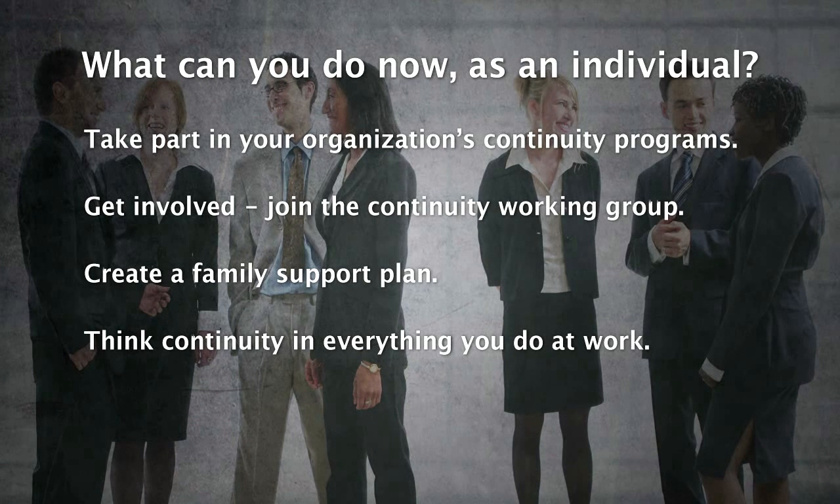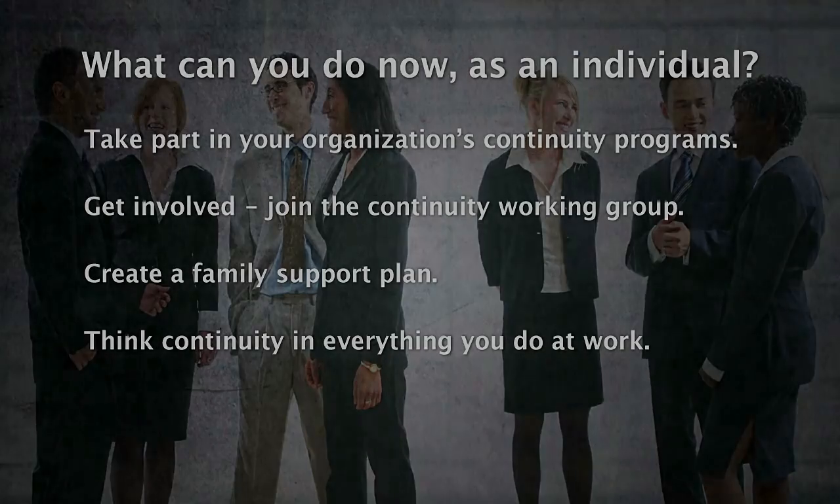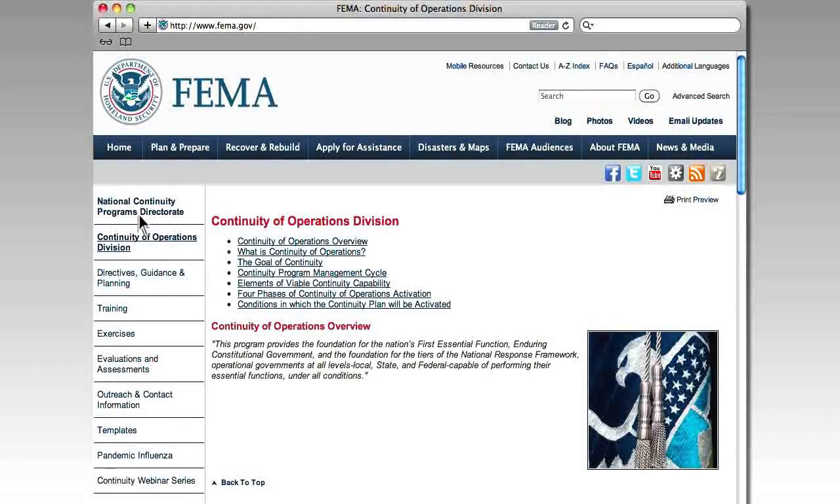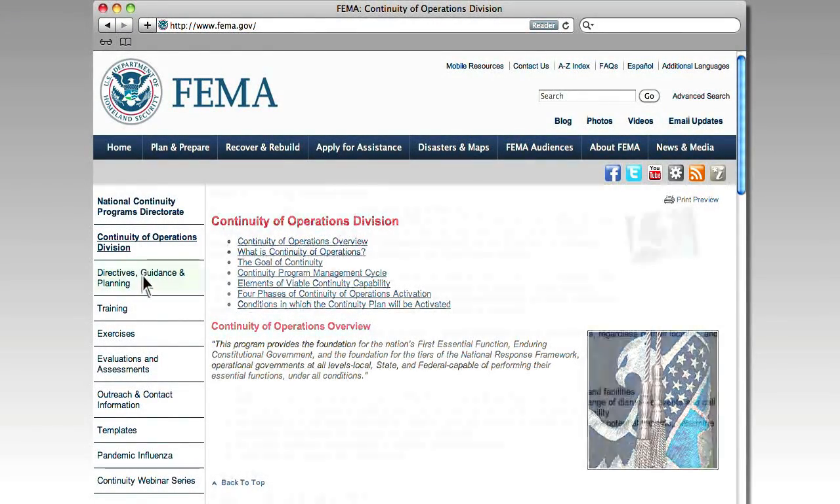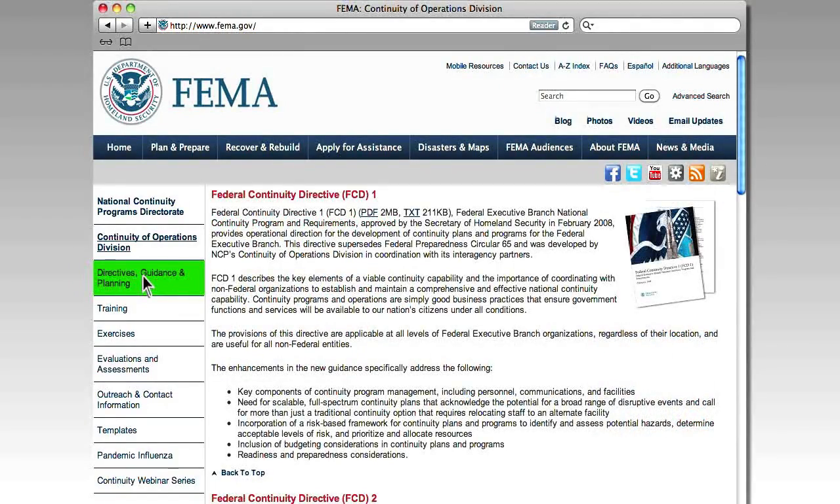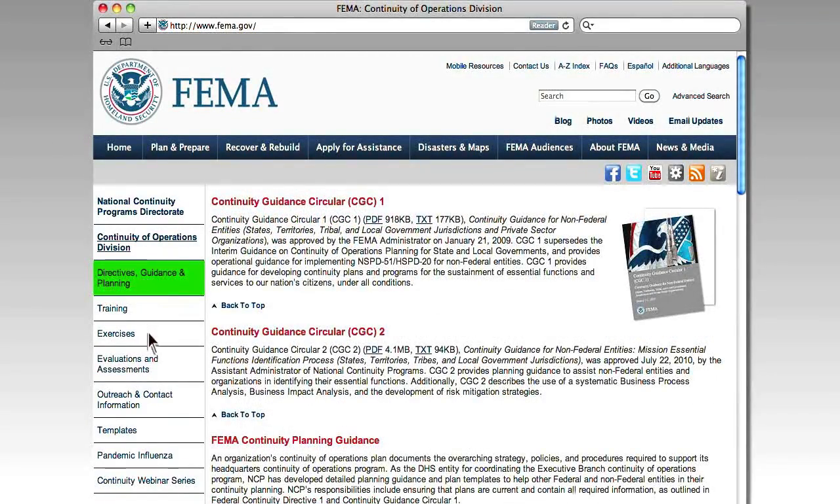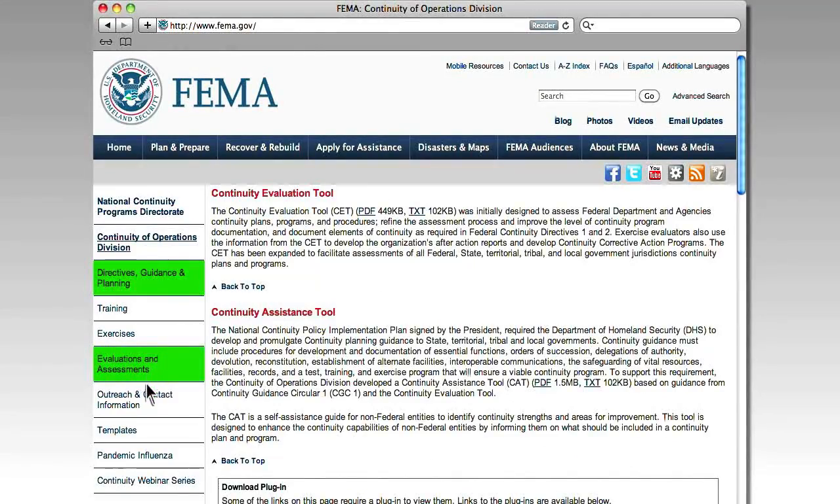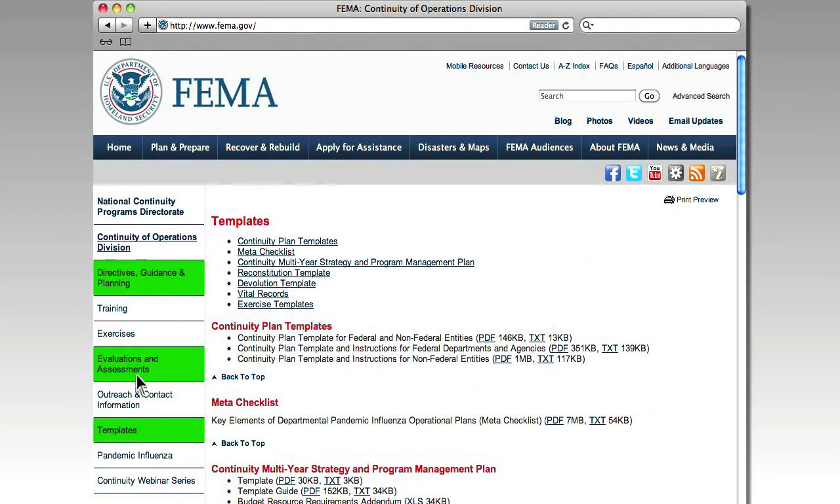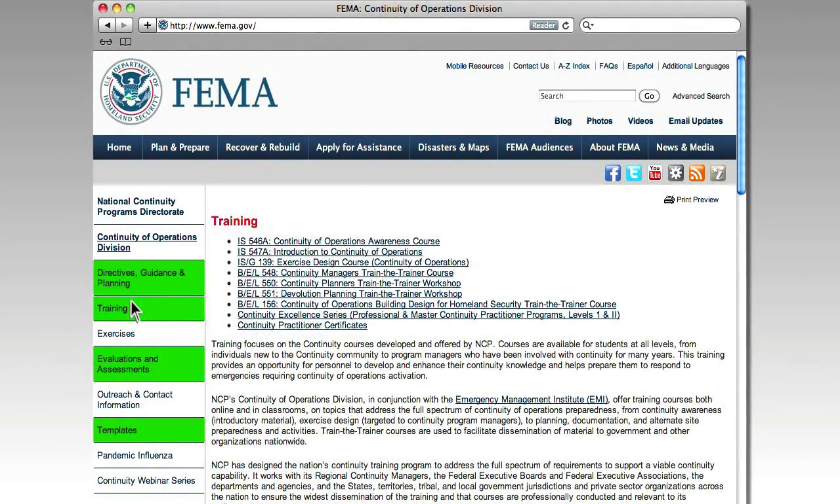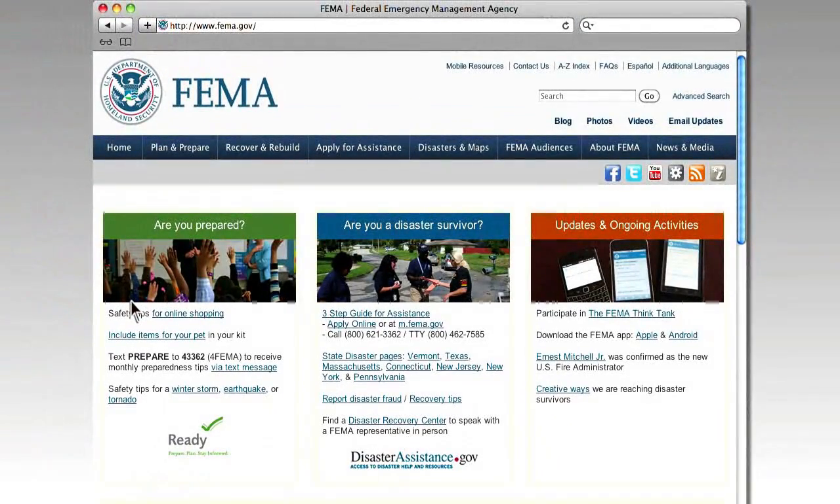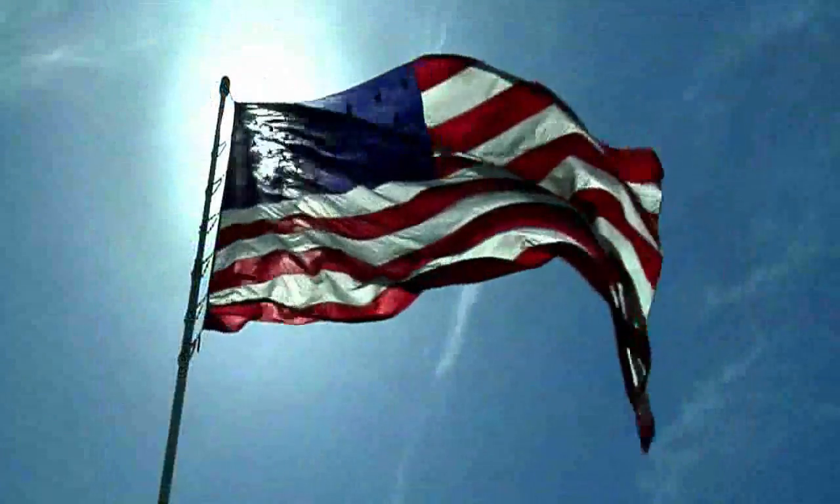The Federal Emergency Management Agency has developed directives, guidance, tools, templates, and training products to help you with your program. Please visit www.fema.gov. We are here to assist you. Together, we can ensure the continuity of your organization, of your community, and our nation.